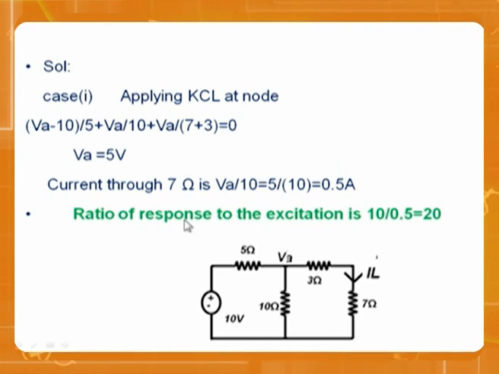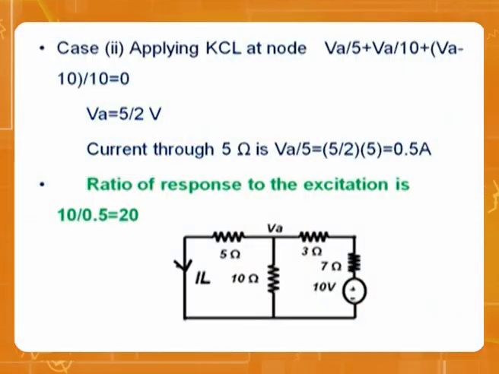So the ratio of response to excitation is, response means IL, excitation means the voltage that you gave. So 10 by 0.5. The voltage is 10, the response is 0.5, the ratio is 20. And now you have the responsibility of showing the reverse order, and the same 20 is coming. You need to show that.